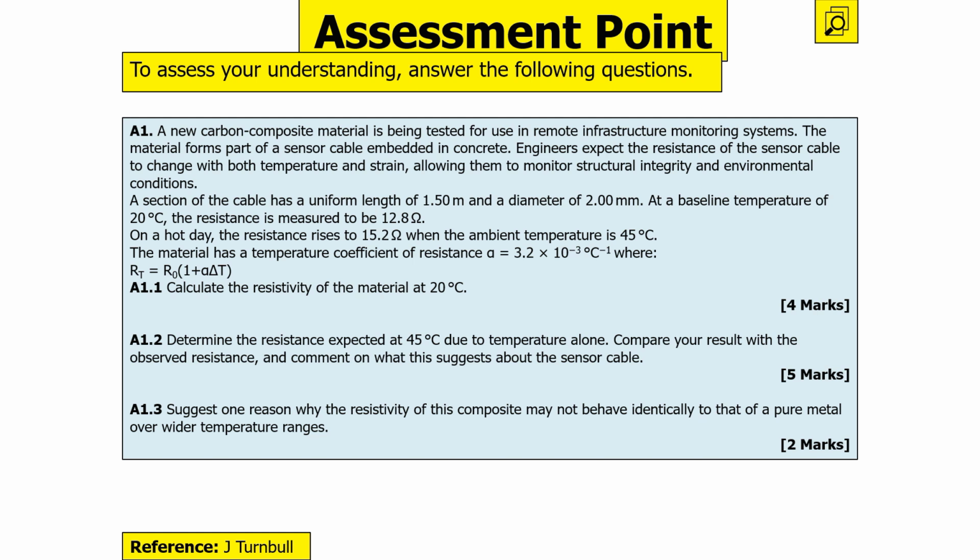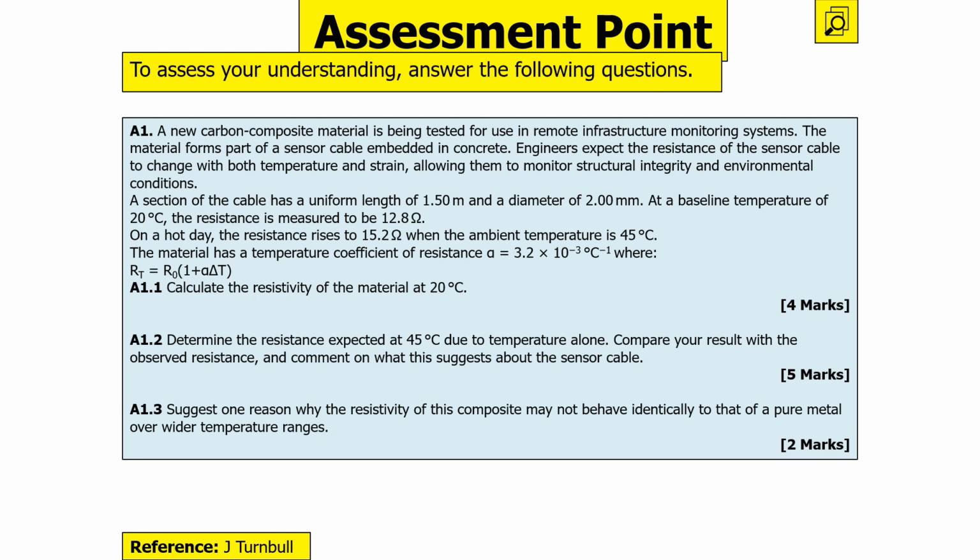The material forms part of a sensor cable embedded in concrete. Engineers expect the resistance of the sensor cable to change with both temperature and strain, allowing them to monitor structural integrity and environmental conditions. Now a section of the cable has a uniform length of 1.50 meters and a diameter of 2.00 millimeters. At a baseline temperature of 20 degrees Celsius, the resistance is measured to be 12.8 ohms.